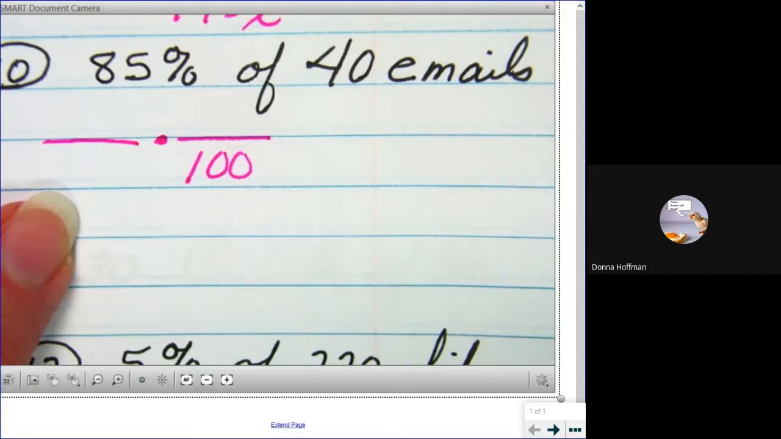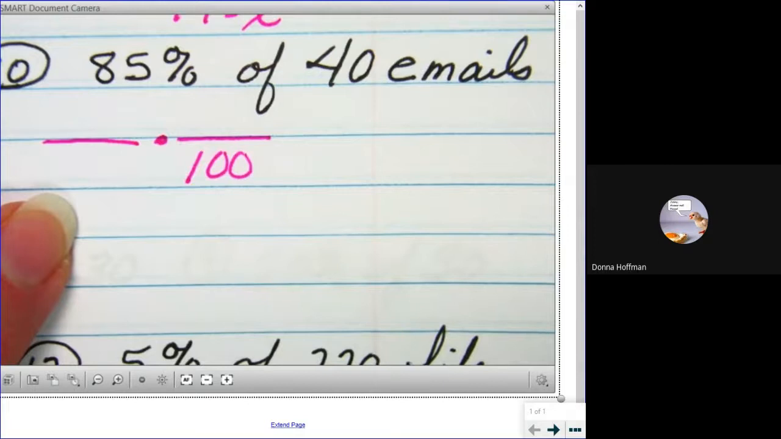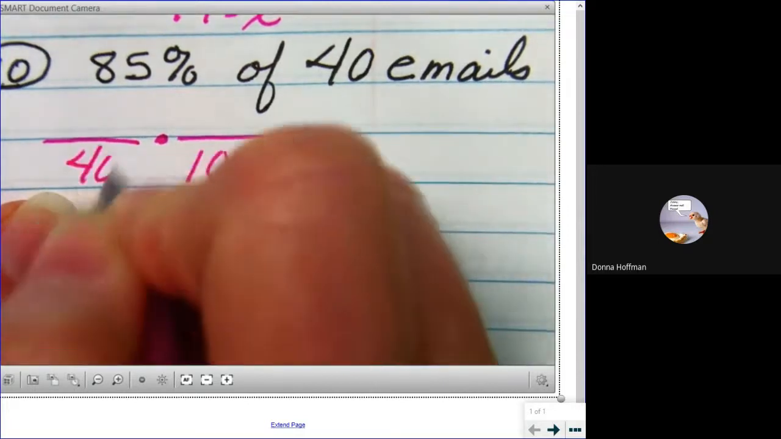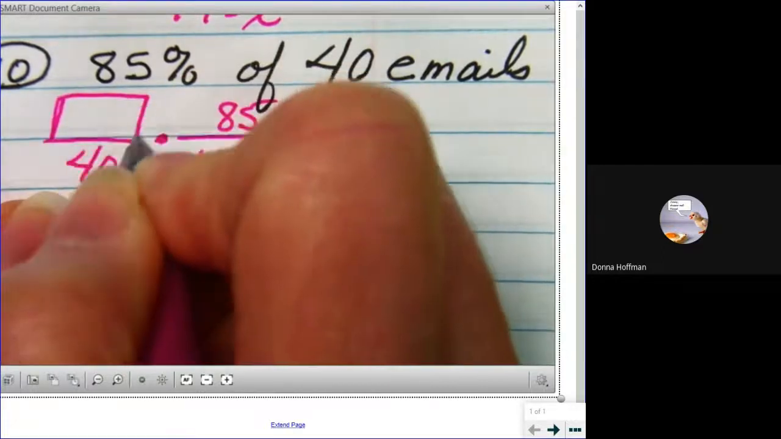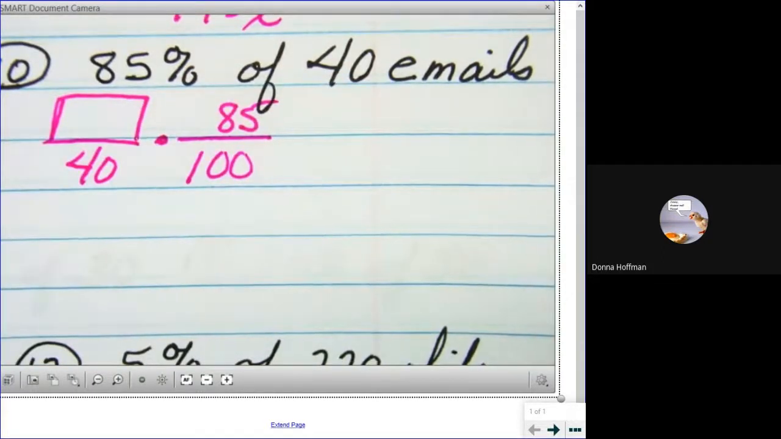Where does the 40 go and where does the 85 go? Bradley, I want you to tell me what they just said. Okay. And which one goes at the bottom? Okay. Now what do I do?